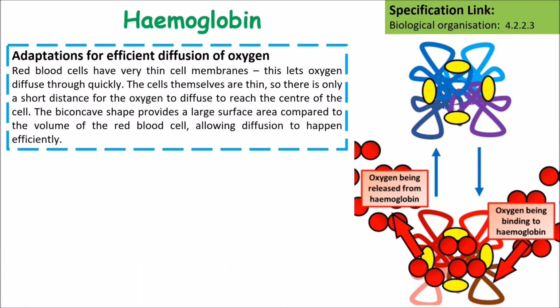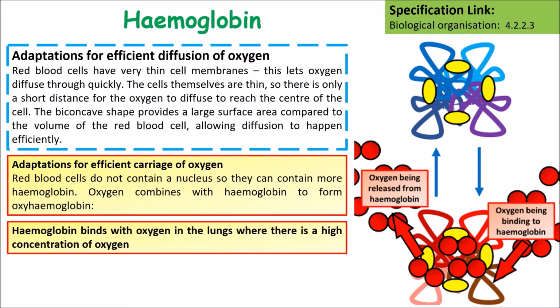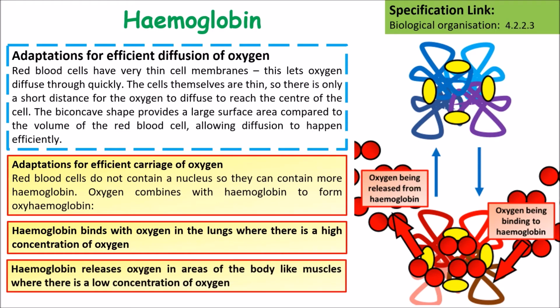Red blood cells have very thin membranes, so this allows oxygen to diffuse quickly through them. So the cells themselves are thin, so there is only a short diffusion distance. Like we said before, red blood cells contain hemoglobin that, when it combines with oxygen, forms the molecule oxyhemoglobin. So hemoglobin binds with oxygen in the lungs, where there is a high concentration of oxygen, and releases the oxygen in places like muscles where there is a low concentration of oxygen.